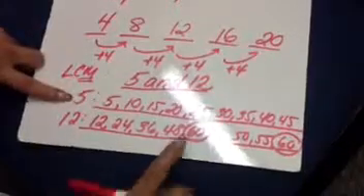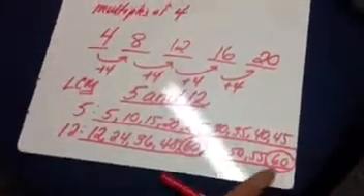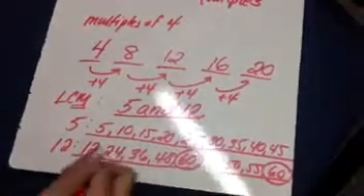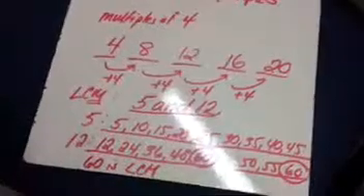So when you don't see a common multiple, take a smaller number and keep on going until you catch something, until you find something they have in common. They both have a 60, so 60 is the least common multiple of both numbers.